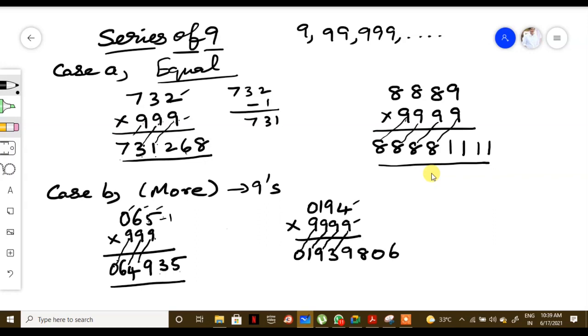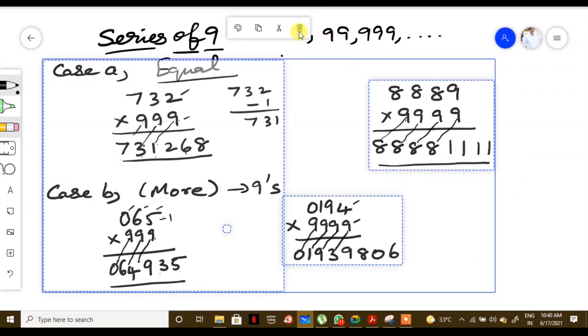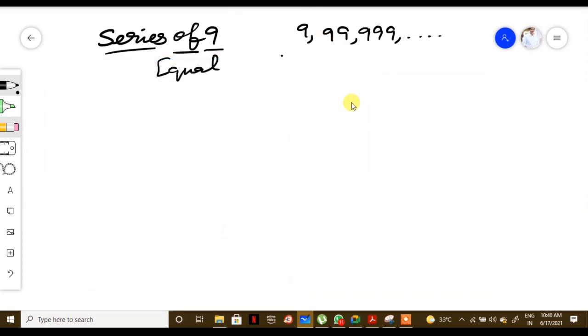Now we are dealing with case C. We have dealt with equal numbers and more nines, correct? Now we deal with the lesser number of nines, correct? Lesser means the number above will be more.